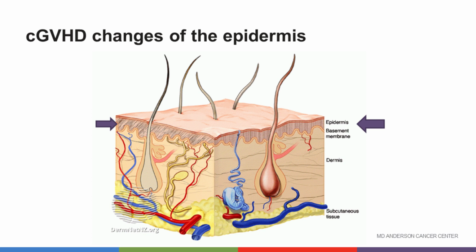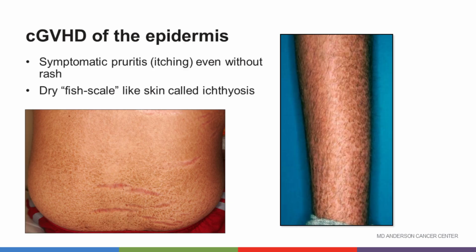And I'm just showing you in my little cartoon skin diagram where that is. Well, you can see several things. Sometimes we don't see anything at all. Patients will come in and say, oh, I'm itching, or my skin is burning, or it feels uncomfortable, and we don't really see anything at all. Early on, we can start to see this fish scale-like change. It has a name. It's called ichthyosis.